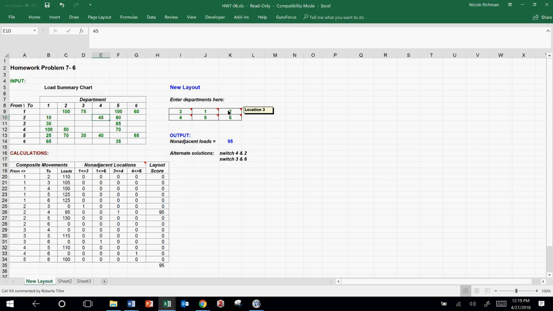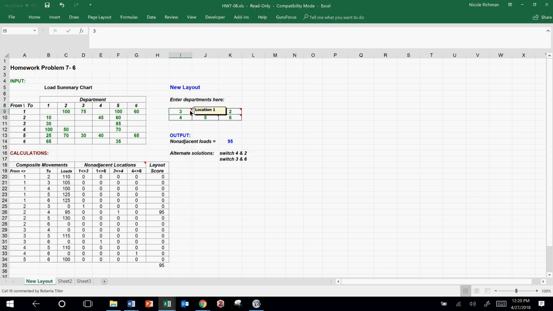So we multiply that 45, and we have to have 45 there. It's an extra non-adjacent load. And then we should also have it go in the other direction from 4 to 2. And it looks like 3 to 4. Oh, it's greater than 3, sorry. So that's how we get our non-adjacent loads.